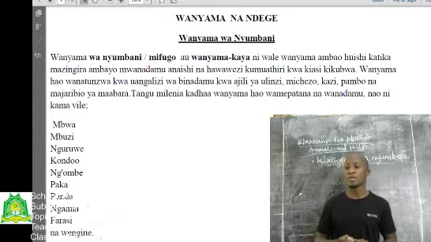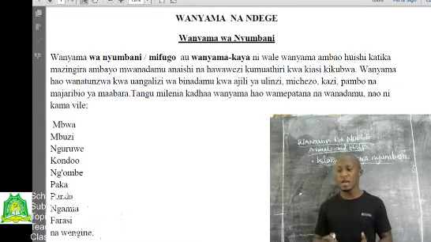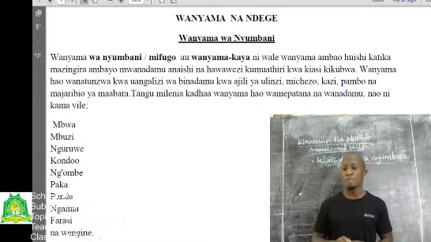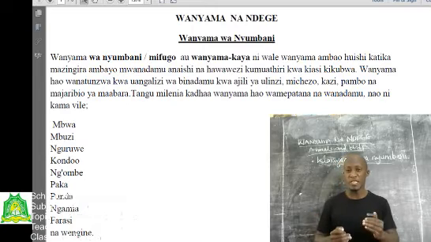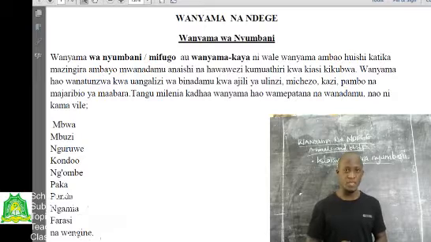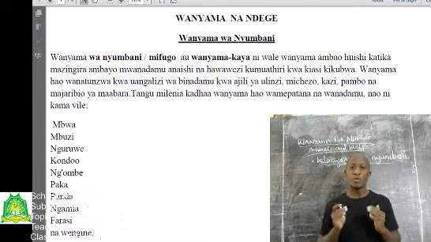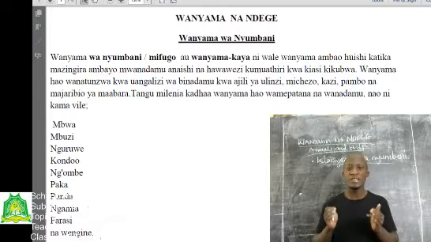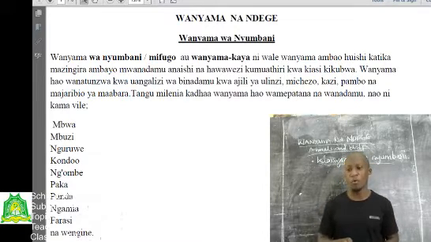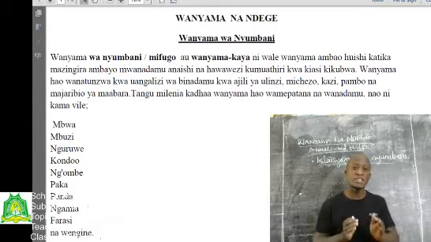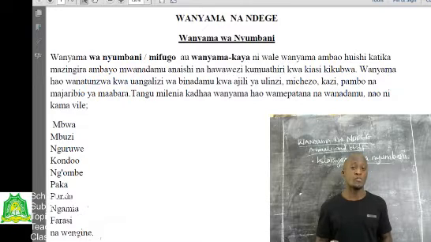Wanyama kaya ama mifugo ni wale wanyama ambao huishi katika mazingira ambayo mwanadamu anaishi. Now that statement means domestic animals are animals that are found within the same environment with people.